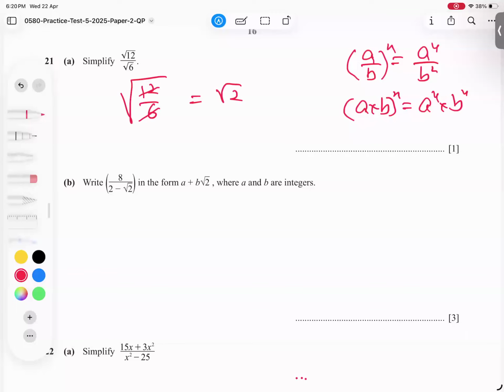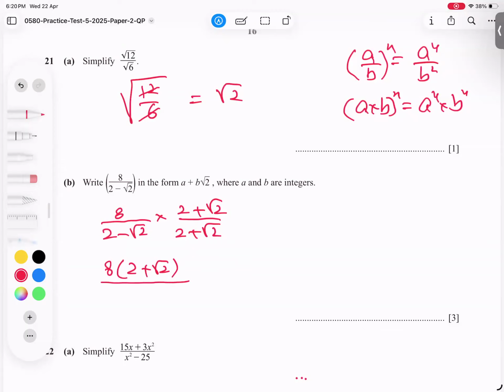That's it. Otherwise, you can do root 12 separate and root 6 separate and cancel them. No problem at all. This is rationalization process. 2 minus root 2. Multiply 2 plus root 2. And here 2 plus root 2, so this sign must change. Now 8 on the top, I'm not multiplying inside. Down, I can say first term same, second term same, sign opposite. And the rule is what? A plus B times A minus B, the answer comes as A square minus B square. So same story I'm applying here.